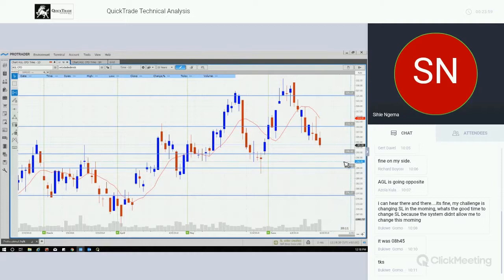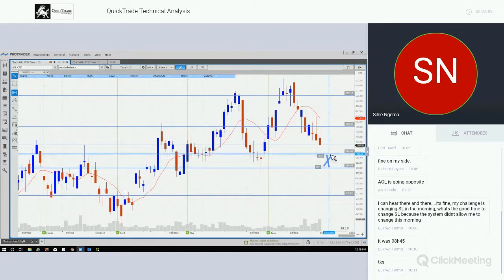Personally, I would really like to buy this one between 290 and 297. You see this zone here. Let me mark it so that you see it. This is the zone I like. This is where I would want to come in and start buying AGL, between 290 and 296.